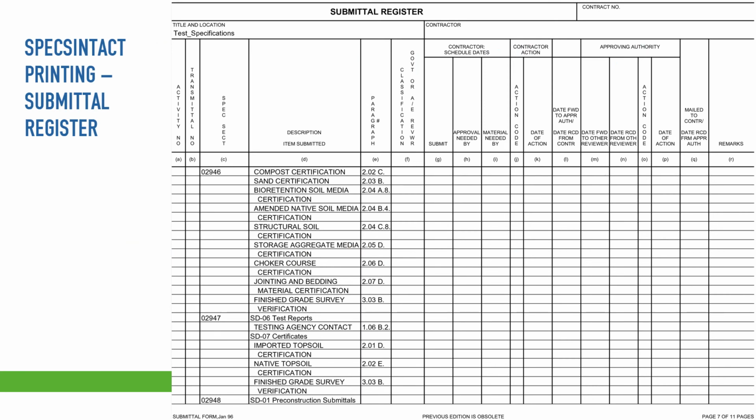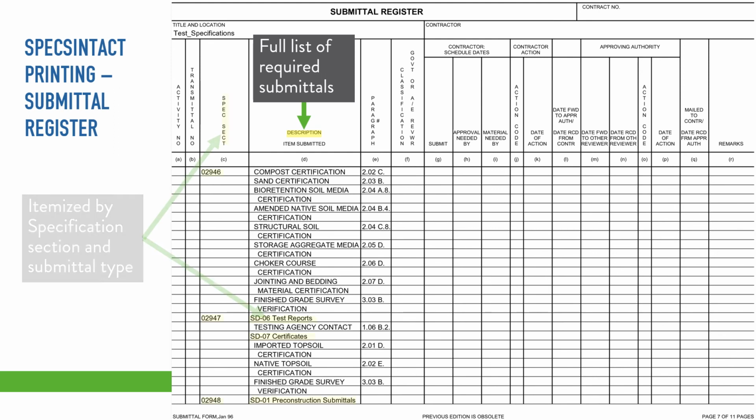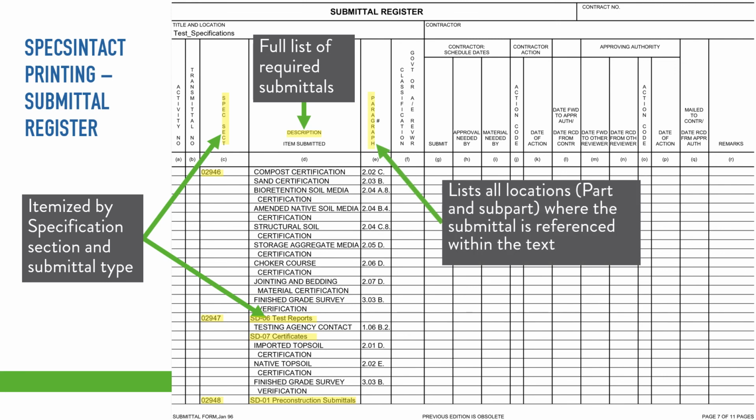Last but most definitely not least is the submittal register. The submittal register generates a full list of all submittals required within the specifications for your project. These are organized by specification and submittal type. The report then also provides the part and subpart locations where details on what material actually needs to be included with that submittal and where it can be found within the specification text. This can be very useful in communicating expectations to the contractor, especially if they are new to the green stormwater infrastructure specifications. It can also be helpful in tracking submittals throughout the construction process.